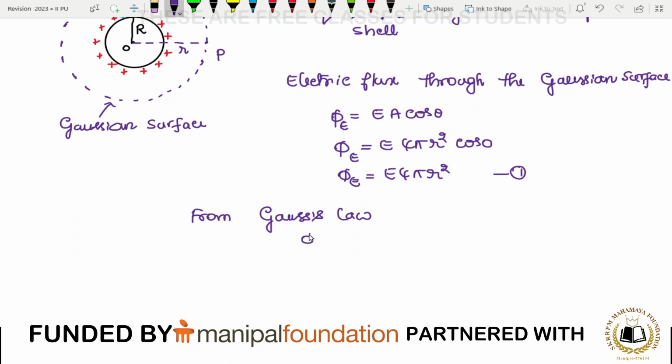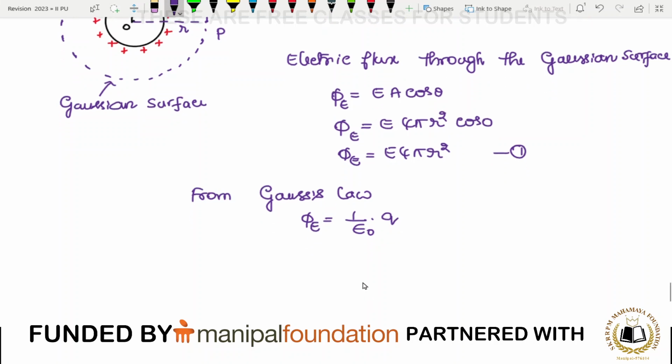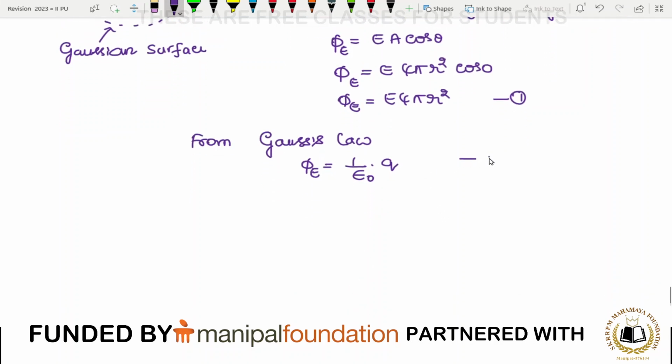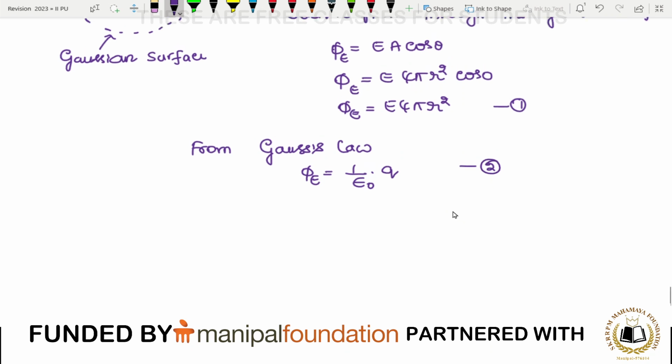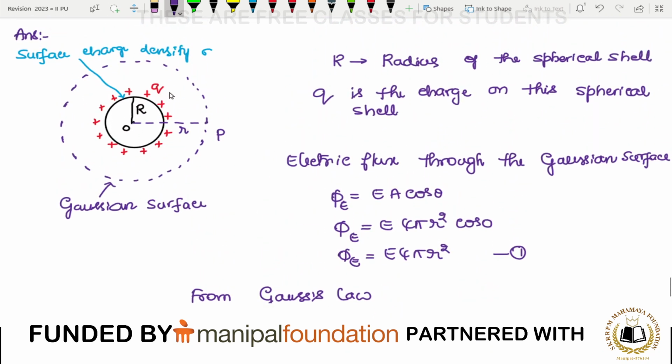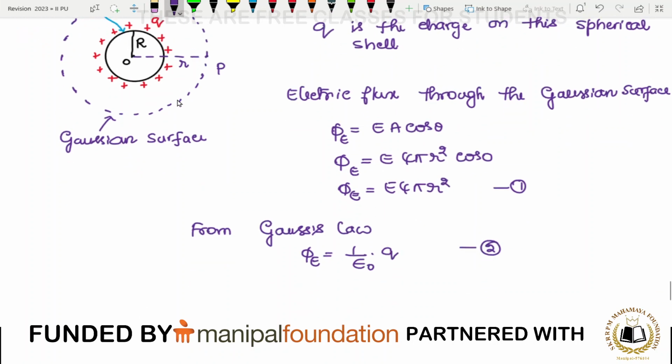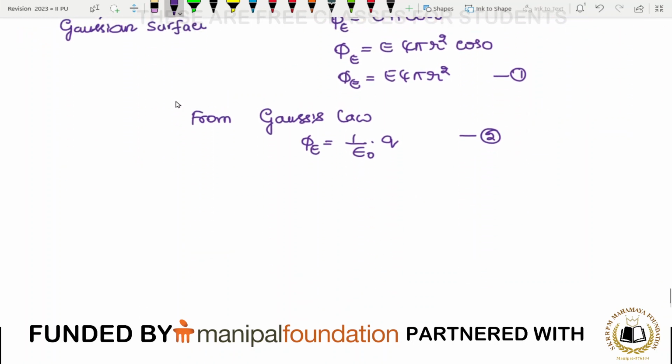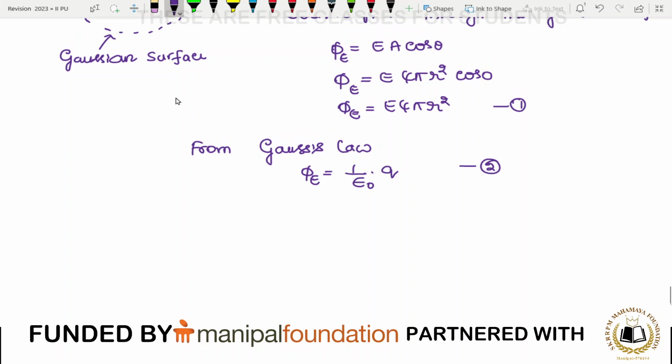From Gauss law, what can you write? Phi E equal to 1 by epsilon naught times Q. We'll take this equation as 2. Q is already mentioned in the diagram, so there is no need to calculate it once again. So Gauss law we will keep as it is, 1 by epsilon naught times Q. Now equate both, 1 is equal to 2.